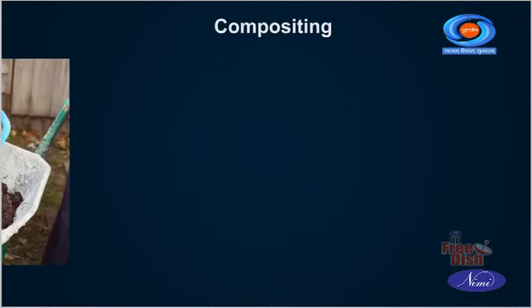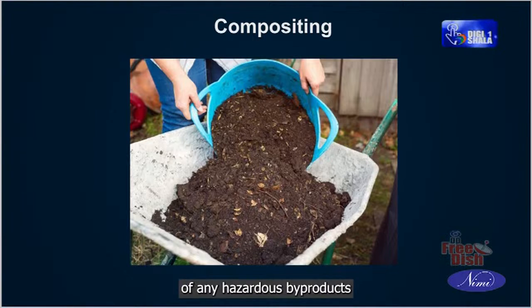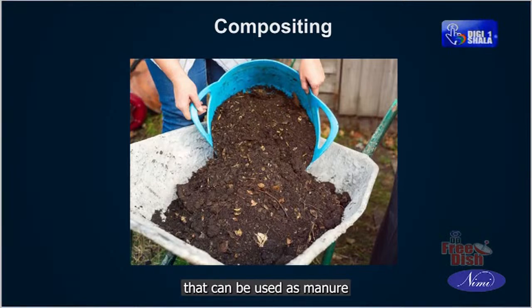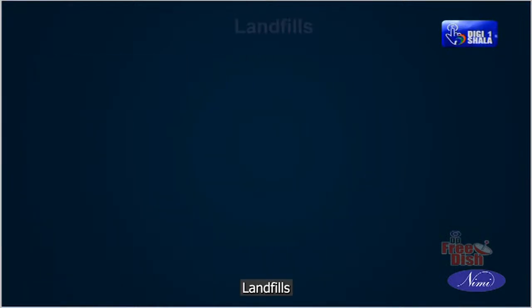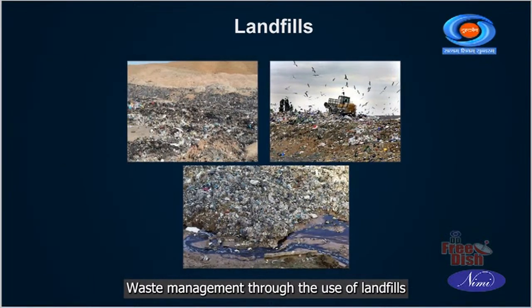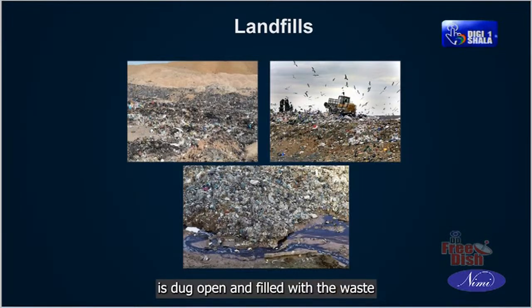Composting. This is a natural process that is completely free of any hazardous byproducts. This process involves breaking down the materials into organic compounds that can be used as manure. Landfills. Waste management through the use of landfills involves the use of a large area. This place is dug open and filled with the waste.